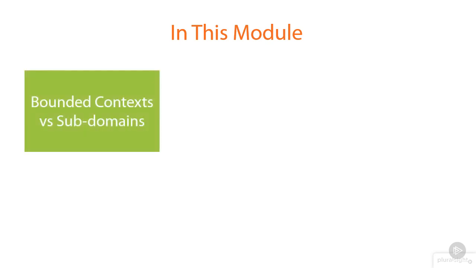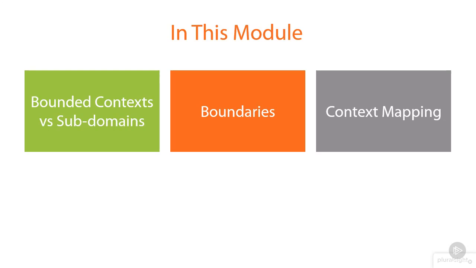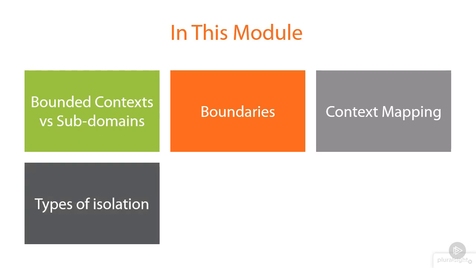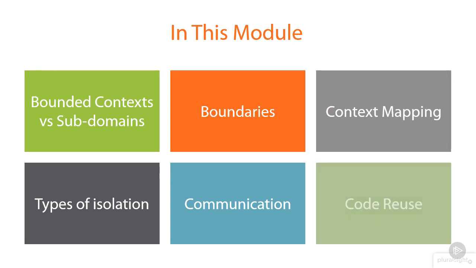In this module, we will introduce the second bounded context in our application. Along the way, we'll discuss the differences between bounded contexts and subdomains and how they relate to each other. We will also talk about how to choose boundaries for them and how to perform context mapping. We will look at different types of physical isolation for bounded contexts, how they communicate with each other, and finally, we'll discuss the guidelines for using code between them.